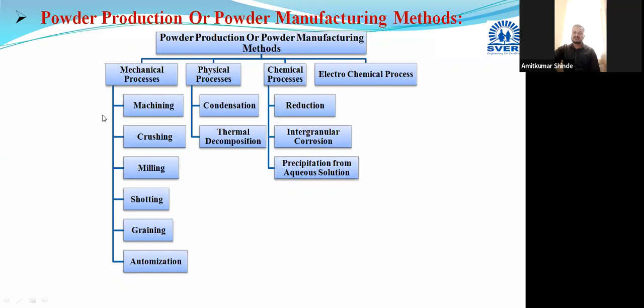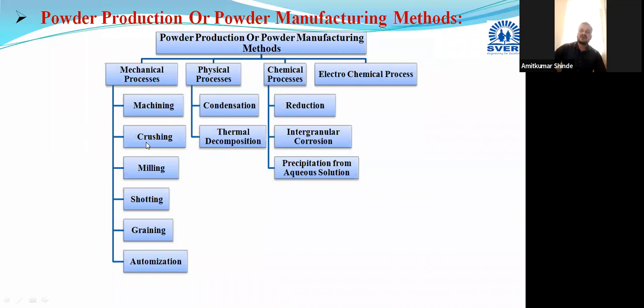And in this machining, the powder particle shape is irregular. We cannot get a definite shape here, as we are performing the operation by a machining operation. The chips or turnings will be formed, and further they are subjected to crushing or milling. Now, how this crushing and milling is conducted, that I will explain now.